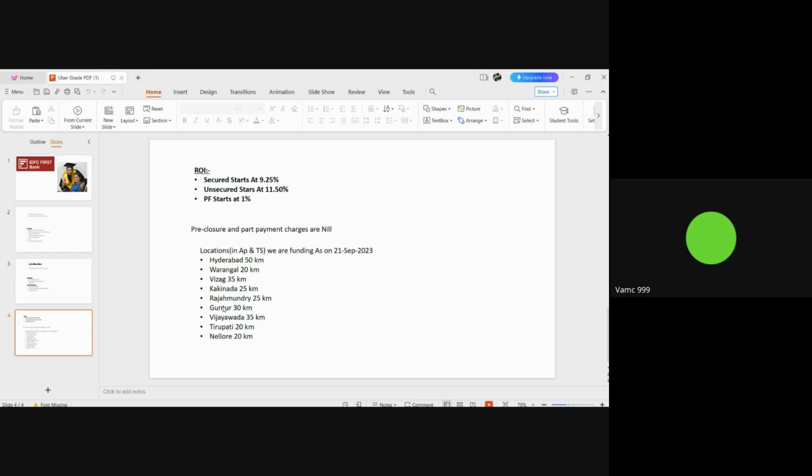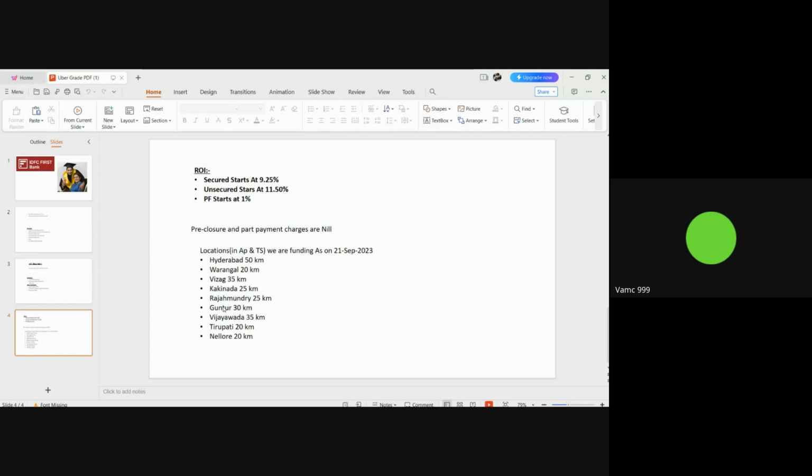Apart from that, we are giving these kinds of offers. Even though we are just entering the educational loan market, we are funding in limited locations only. In AP and Telangana, as on 21st September 2023, we are funding in these locations: Hyderabad from Ameerpet with a radius of 50 kilometers, Warangal 20 kilometers, Vizag 35 kilometers, Kakinada 25, Rajahmundry 25, Guntur 30, Vijayawada 35, Tirupati 20, Nellore 20 kilometers.